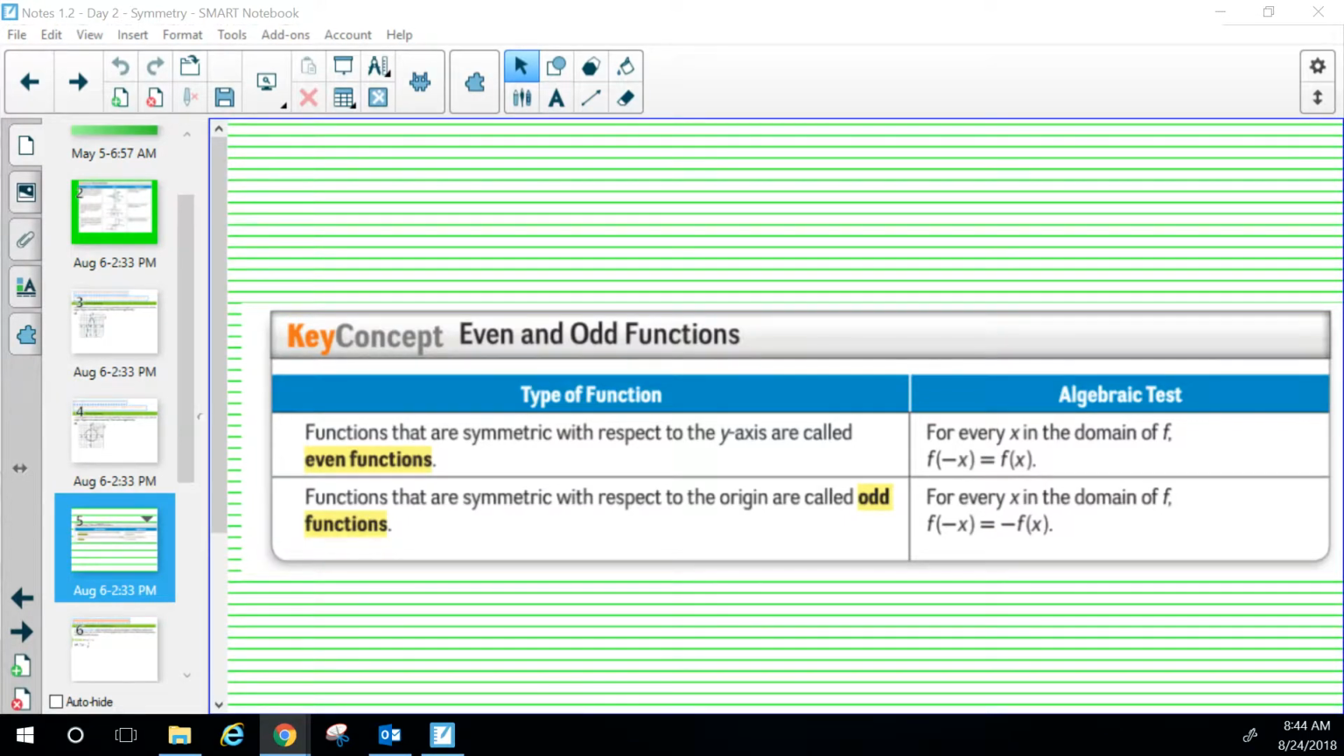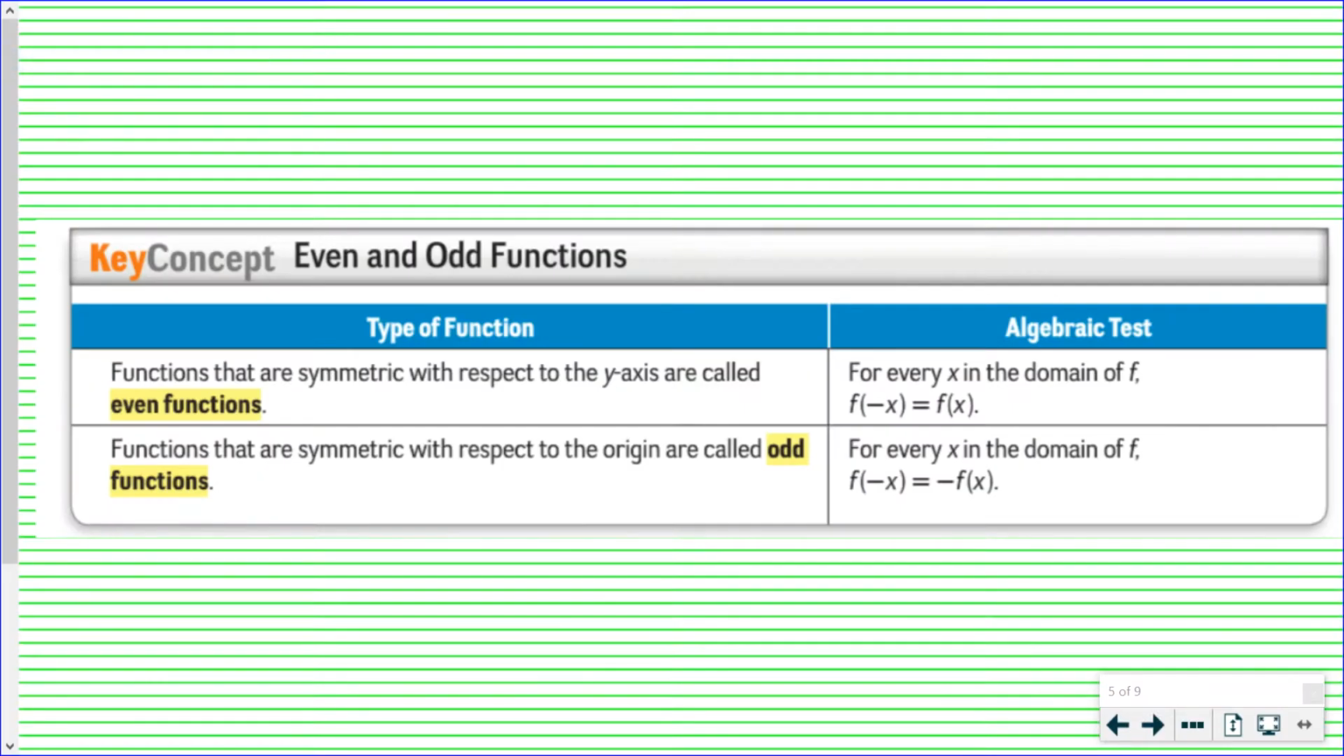Right, here's section 1.2, day 2. We are now exploring the concept of even versus odd functions. Having conversations with you guys in class, I think you talked a little bit about even or odd polynomial behaviors when you're in your polynomial section last year in Algebra 2. It's not exactly the same thing as an even or odd function.